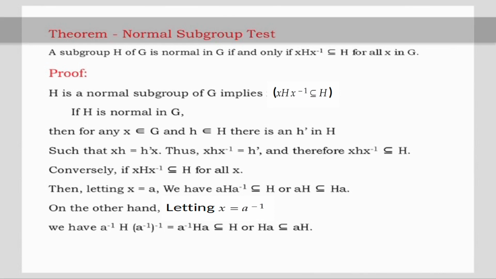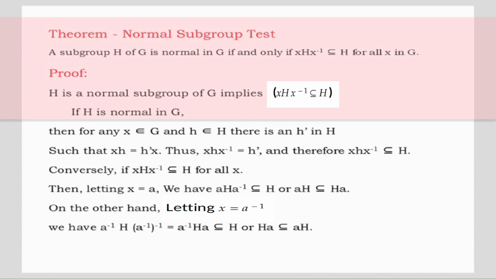As these examples indicate, it is generally infeasible to show a subgroup is normal by checking the definition for all the elements in the group. For that, there is a test to check whether a subgroup is normal or not. The test is as follows. Theorem: normal subgroup test. A subgroup H of G is normal in G if and only if xHx inverse is a subset of H for all x in G. Proof: H is a normal subgroup of G implies xHx inverse is a subset of H.